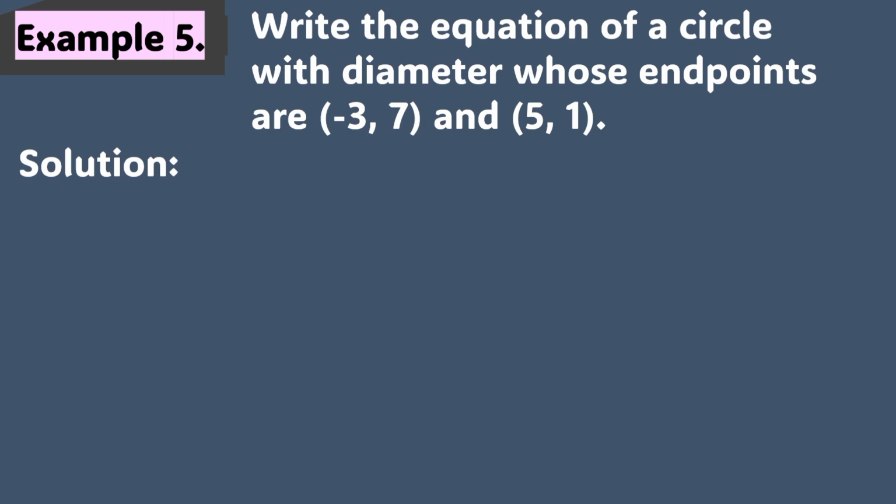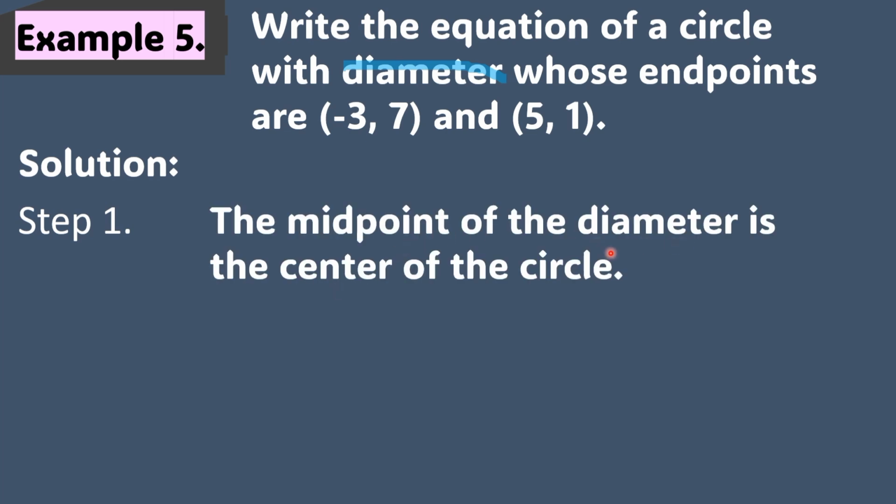Number 5. Write the equation of a circle with diameter whose endpoints are (−3, 7) and (5, 1). The given length is a diameter and its endpoints. To write the equation of a circle, you need the length of the radius and the coordinates of the center. Step 1. Find the center. The midpoint of the diameter is the center of the circle.